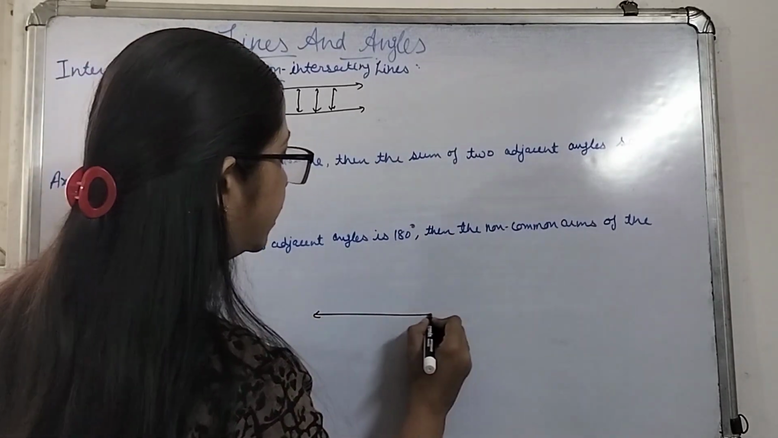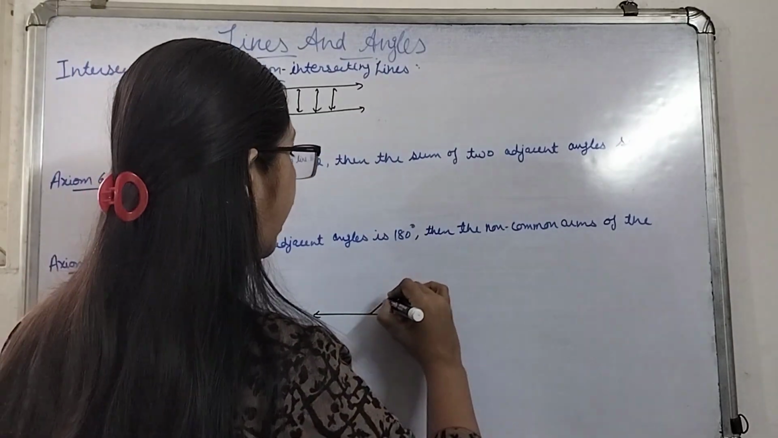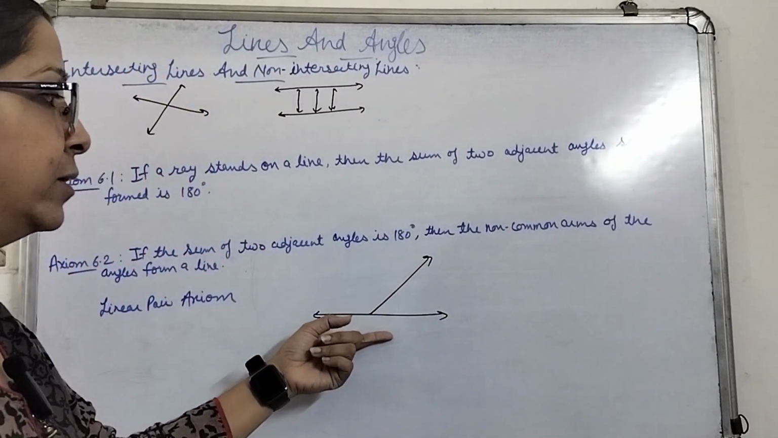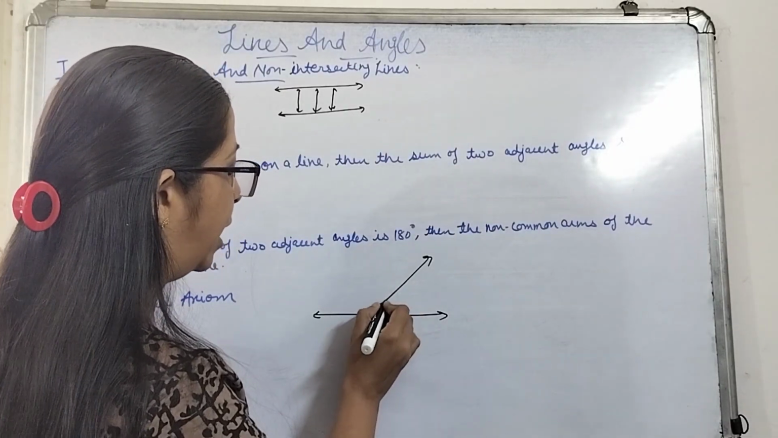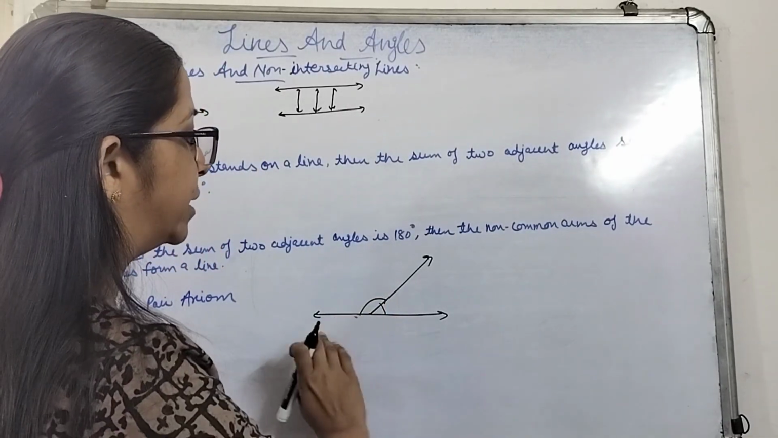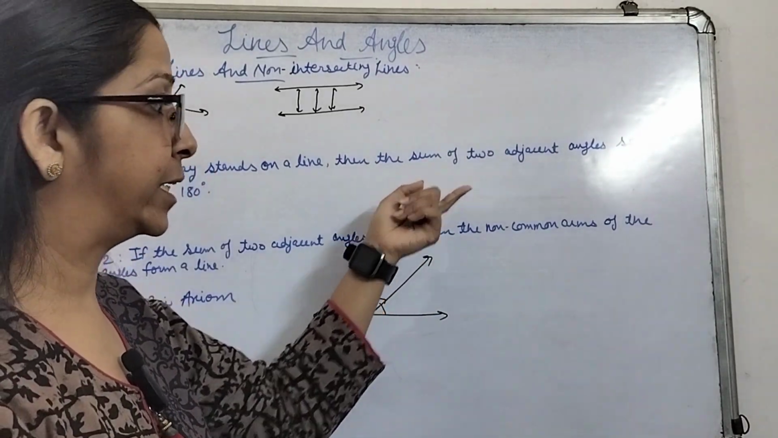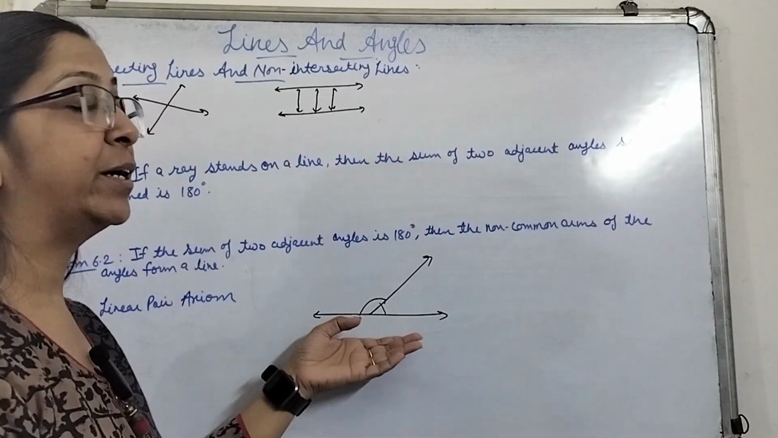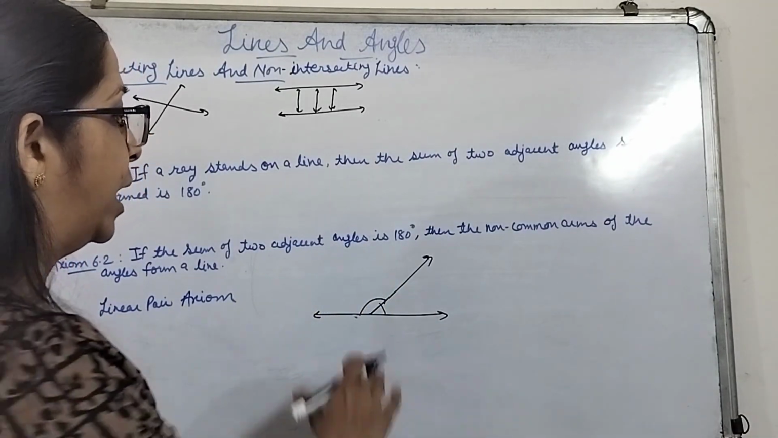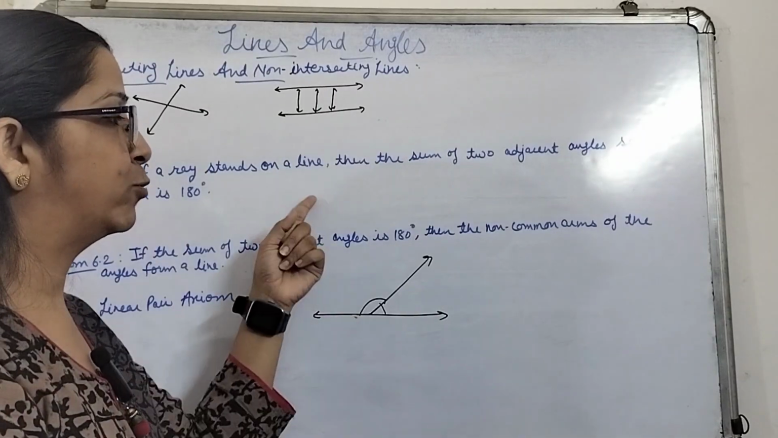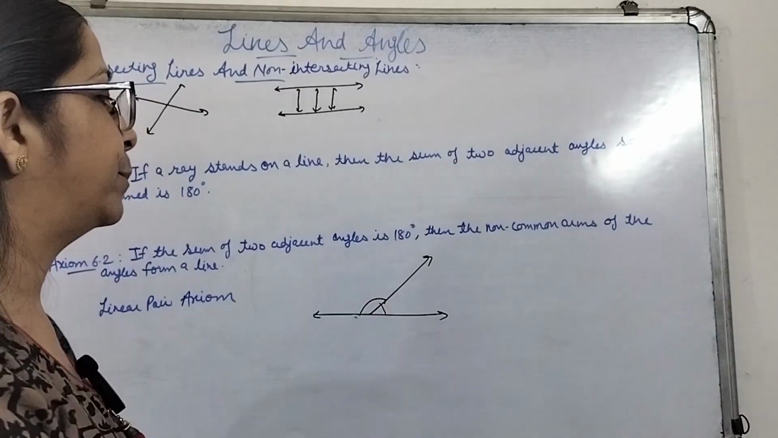See what it is. Suppose this is a line. If a ray stands on a line, this is a line we have taken, and a ray is standing on the line, in that case, two adjacent angles are formed. This is one of the adjacent angles and this is the other adjacent angle. Because it is a straight line, the sum of these two angles will be 180 degrees. Just now we have seen in the linear pair of angles that if we take two adjacent angles, and the sum of the two adjacent angles is equal to 180 degrees, such angles are known as a linear pair of angles.